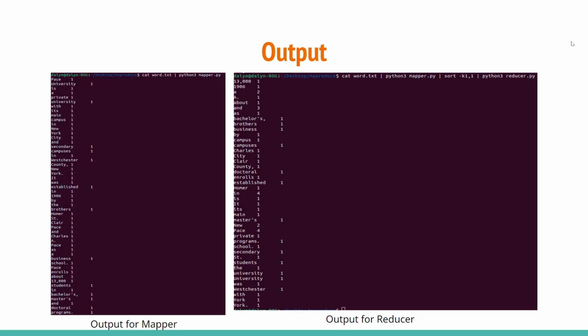These are the outputs for the codes. As you can see in the mapper file, we've got all the words that we used within the text file listed down. If you look at the reducer code, you can see that pace was listed 4 times, the word new was mentioned 2 times, and the lowercase a was mentioned twice. Similarly, the uppercase A was mentioned once. This is an example of the reducer code.